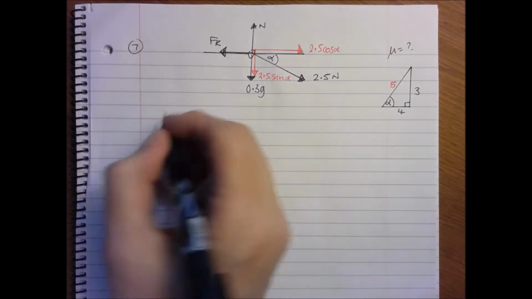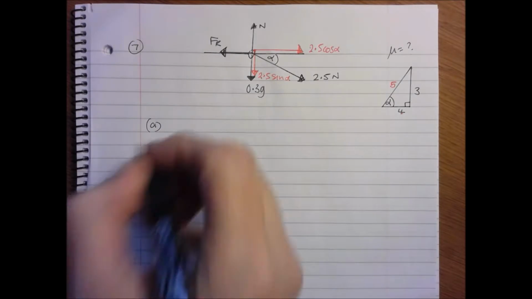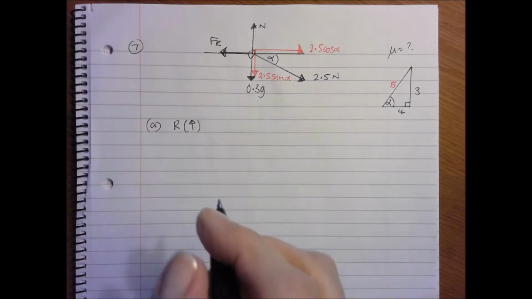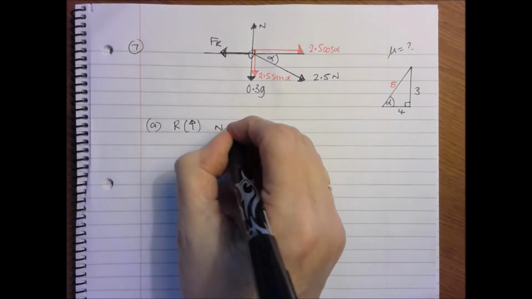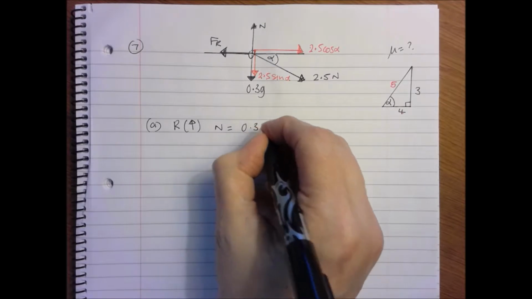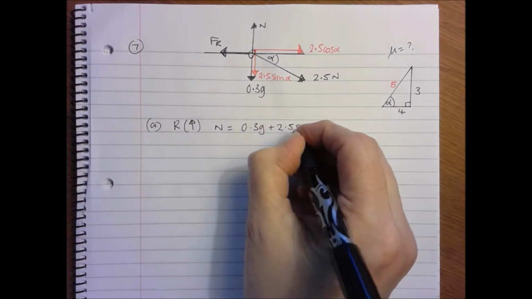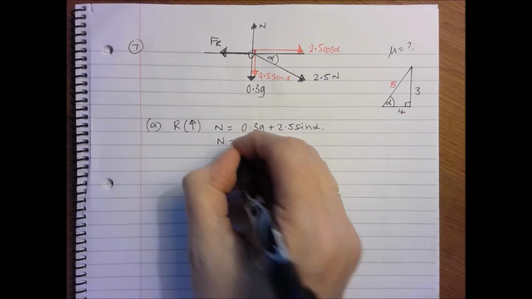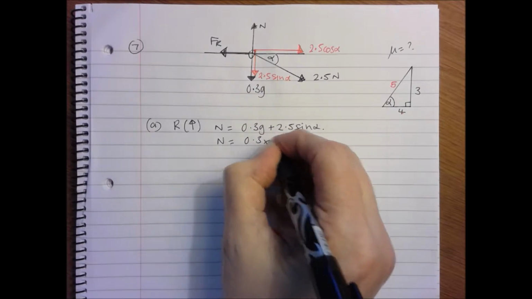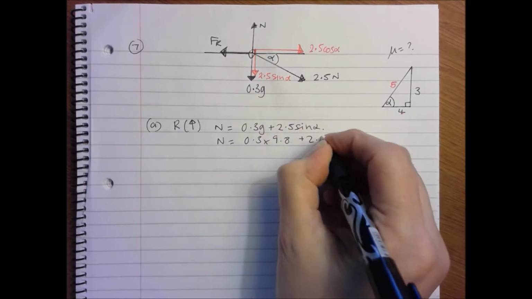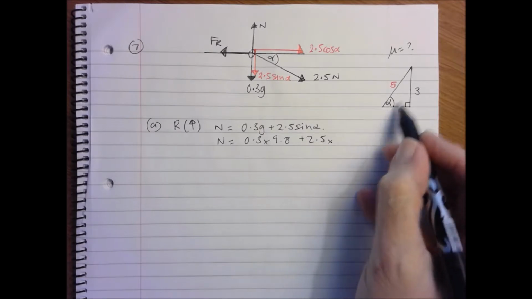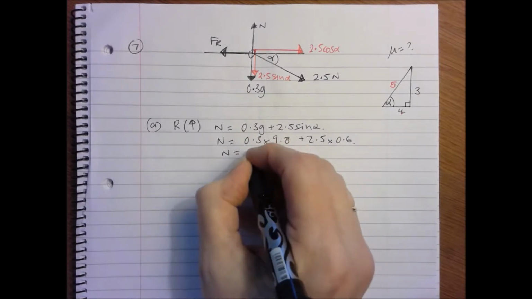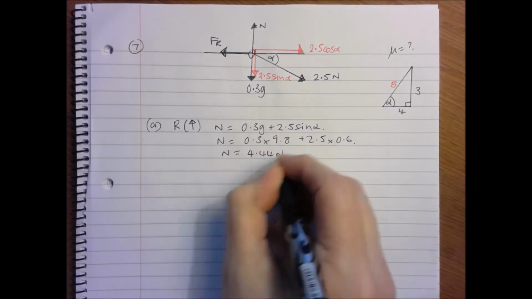So if we have a look at part A, first thing I'm going to do is resolve my forces in a vertical direction. N is going up, and I've got 0.3g plus 2.5 sine alpha coming down. So N is going to be 0.3 times 9.8 plus 2.5 times, now the sine of alpha is 3/5, so times 0.6, so N comes out to be 4.44 newtons.